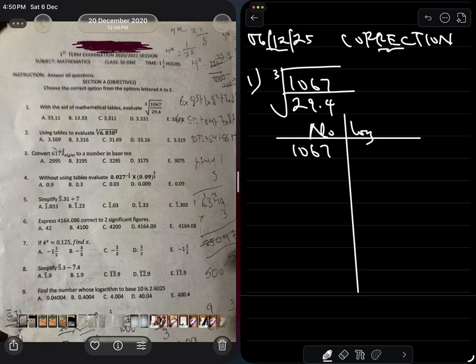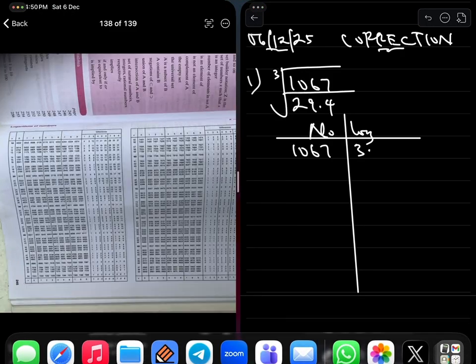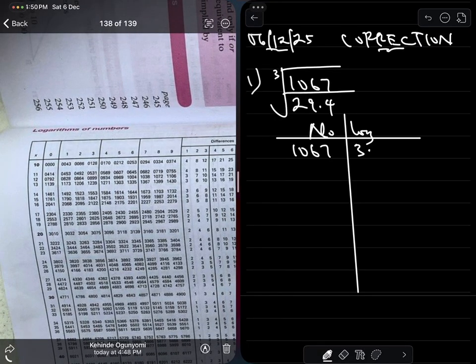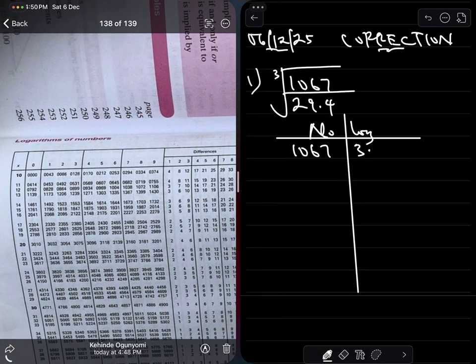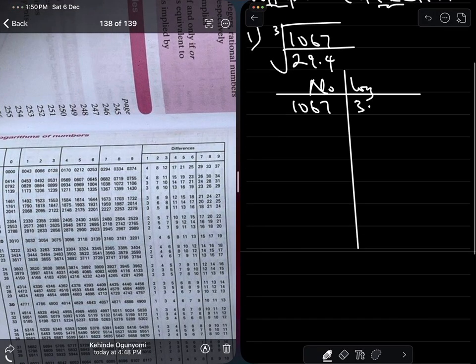3. Beautiful, so you have 3 point. What do we check when we go to logarithm? Let's go to the table of logarithms. We check 10 under 6, difference 7. 10 under 6 is 0253. Now go to difference 7. What's difference 7? 29.